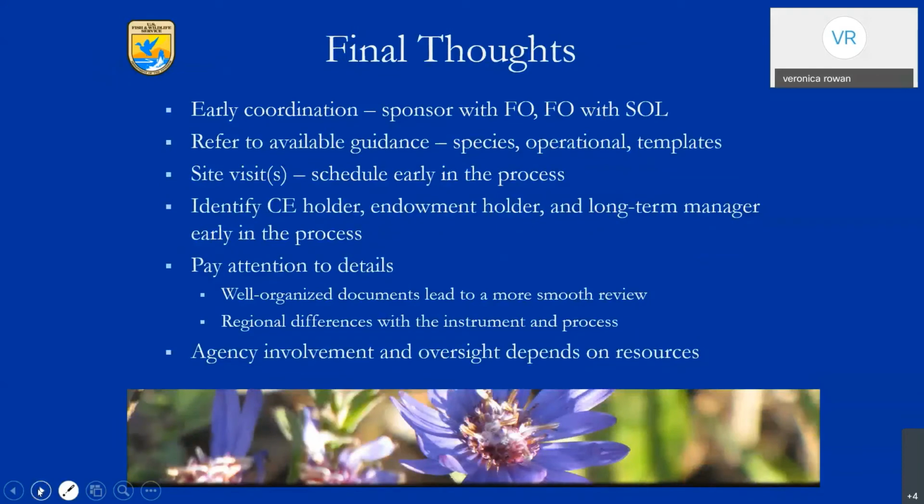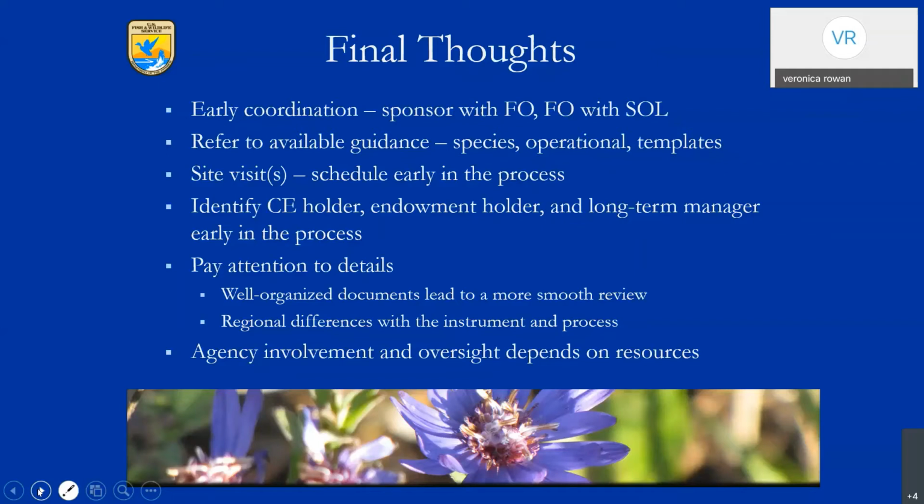And so just some final thoughts. Early coordination is something that we'd like to see. It helps us understand when folks are thinking about this. It helps us give input into a particular proposal that a potential sponsor is coming to show us. It can really help the bank sponsor in a way where they don't have to expend a lot of time or resources.